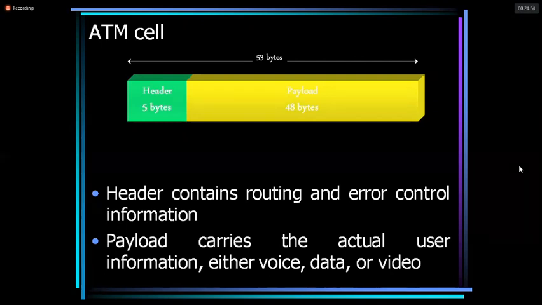So please remember, an ATM cell is one which has 5 bytes of header plus 48 bytes of data. Totally it is 53 bytes. Now you can ask me a question: why is it specifically reserved to be 53 bytes? It is just a compromise.